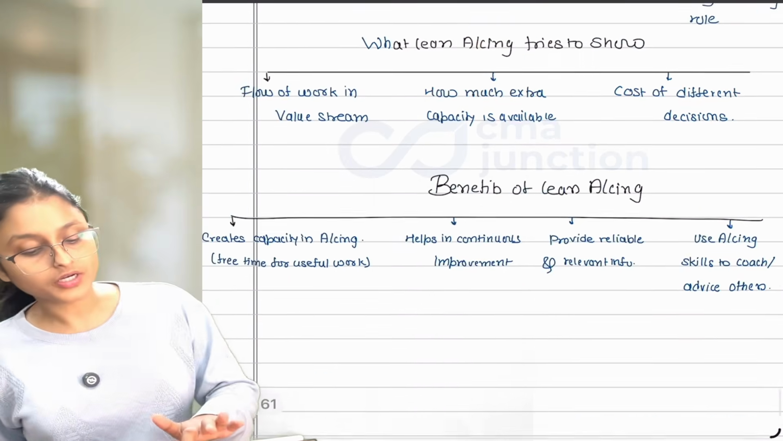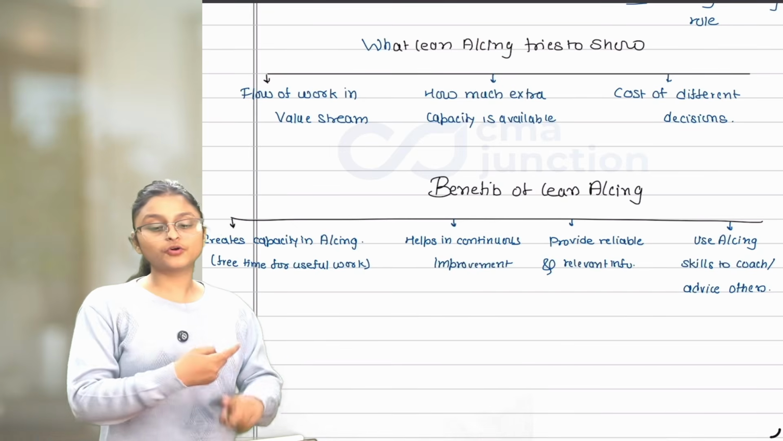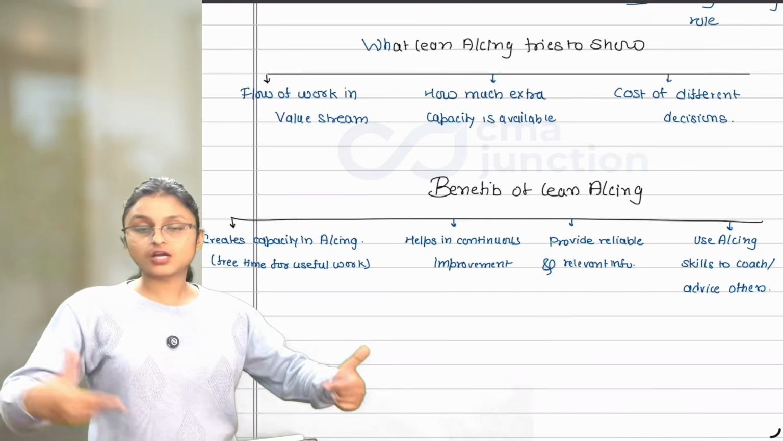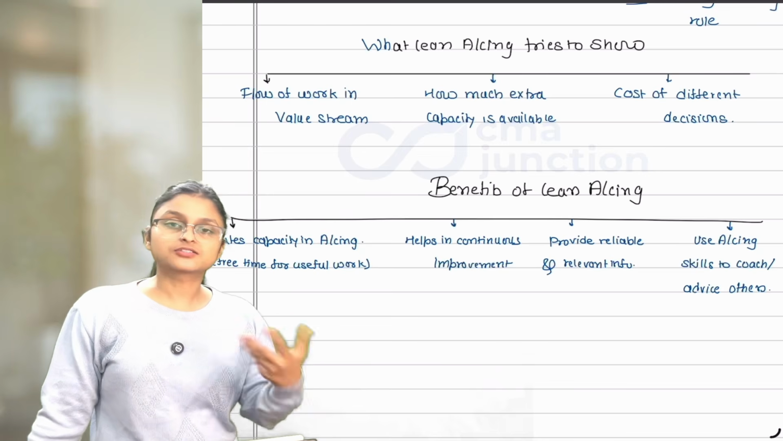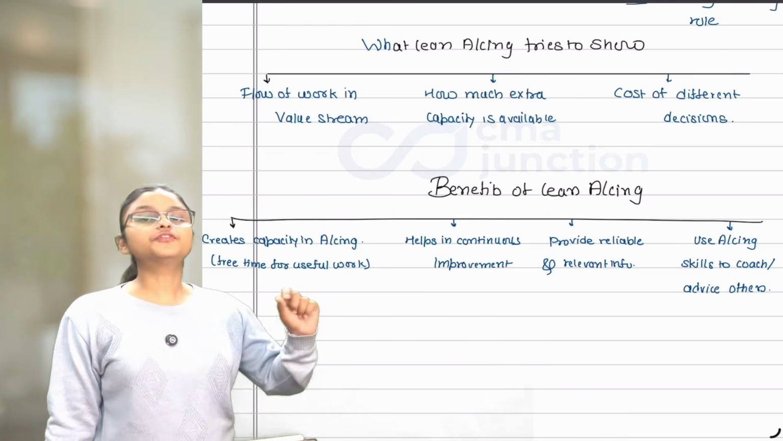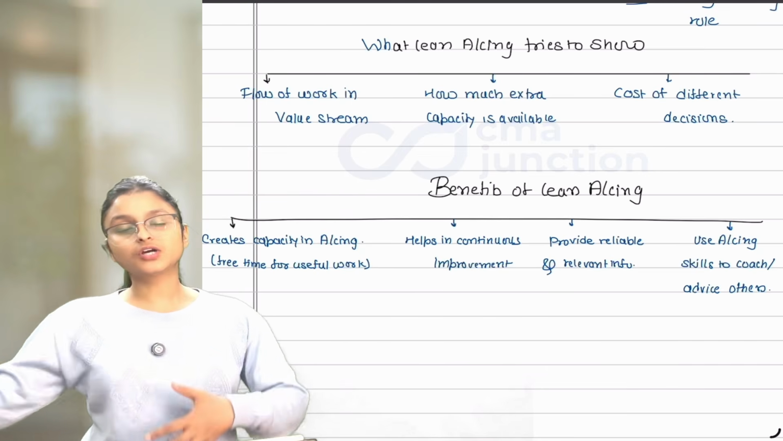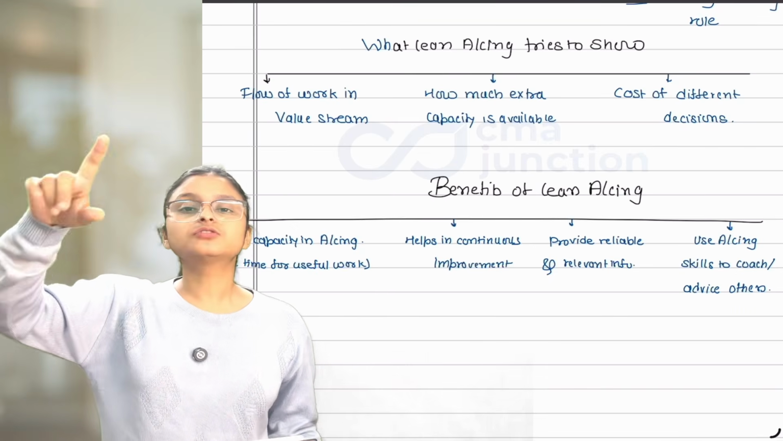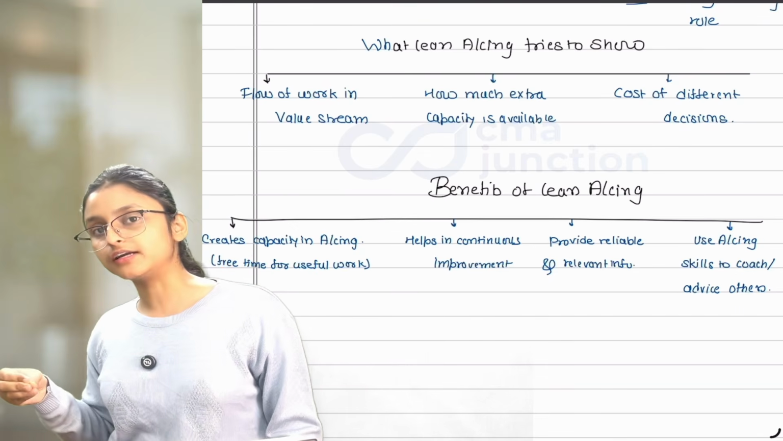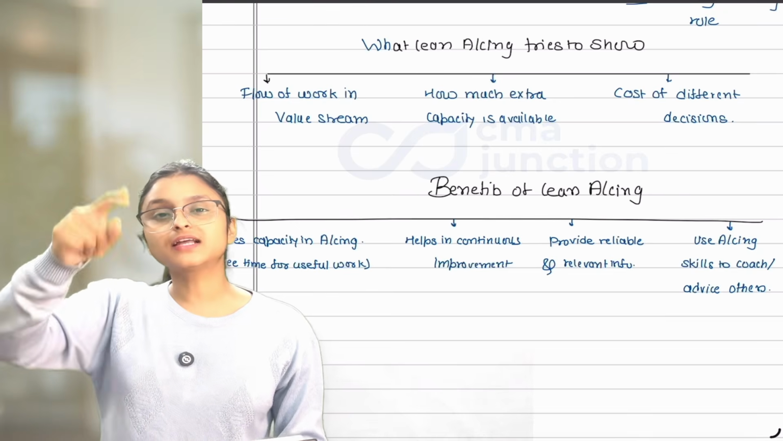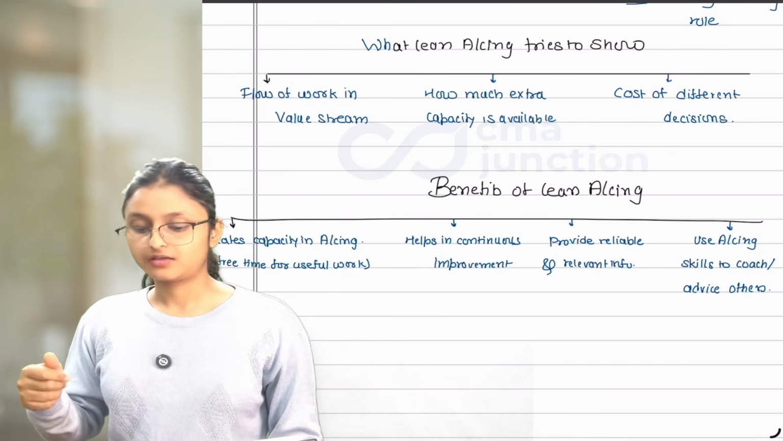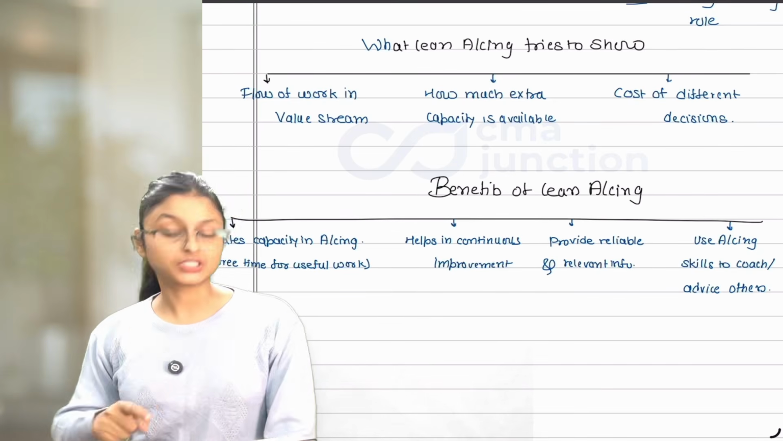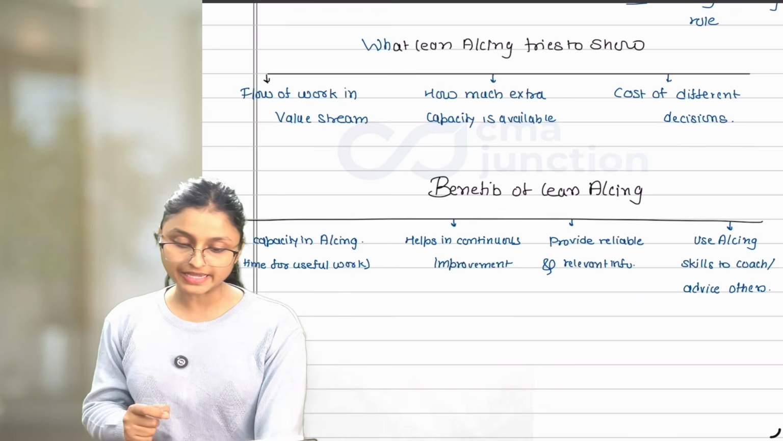What does lean accounting try to show? It shows us the flow of work in the value stream, how much extra capacity we have, and the cost of different decisions. Whatever decision you are taking, there might be different alternatives, right? On the basis of these alternatives, we select one. So how do you decide which alternative should be selected? We get the cost of different decisions from lean accounting, through which we decide that.